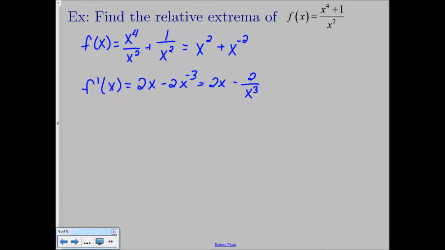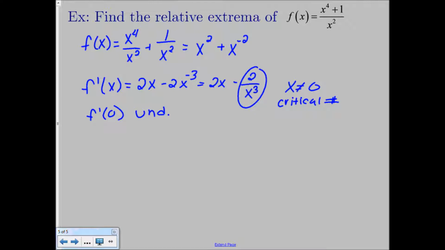We notice here that if we plug 0 into our derivative, so f prime of 0, that's going to be undefined because of this term here in the back. So we know that x can't equal 0, so this is a critical value, and we're going to have to look at that. This is the first time we've actually had a critical value that came from a function's derivative being undefined.